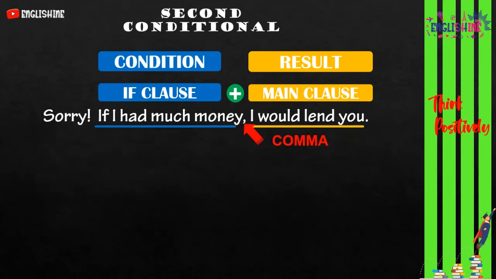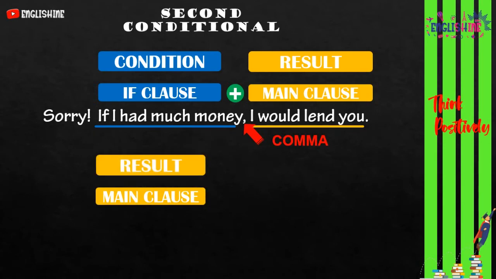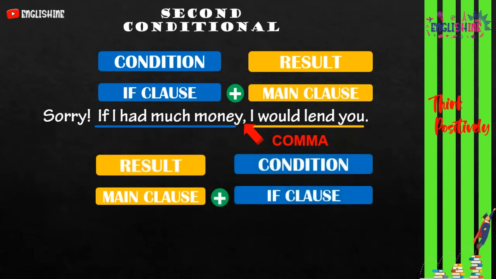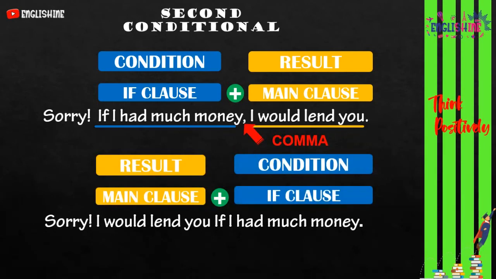But we can also change the order of the sentence and have the main clause, the result, before the if clause, the condition. How can we change our example sentence? Sorry, if I had much money, I would lend you. How can we change it to this order? We say, sorry, I would lend you if I had much money.